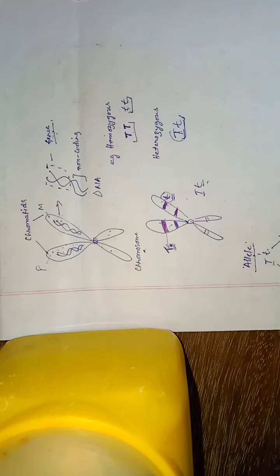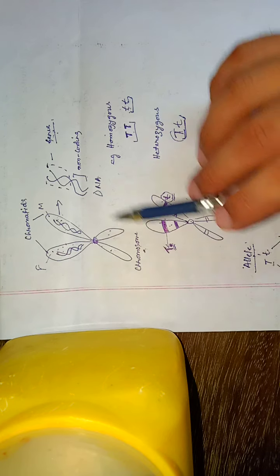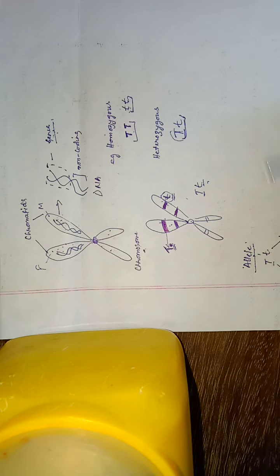Hello student, let's discuss chapter 5, that is heredity and variations. But before that, let's discuss certain terms, that is chromosome, genes and alleles. Chromosomes are the hereditary material, and they transfer the genetic information from one parent to the next offspring.